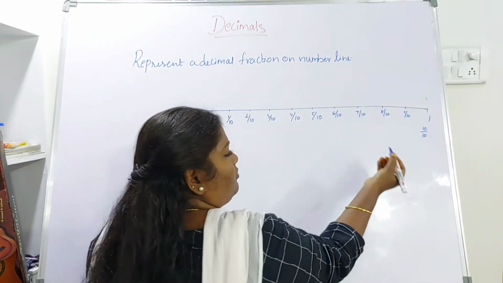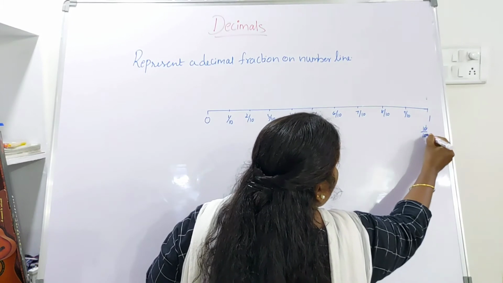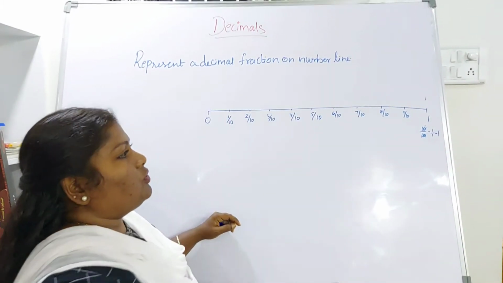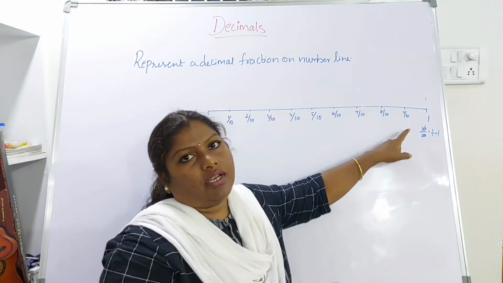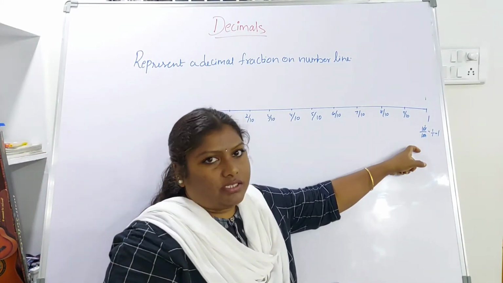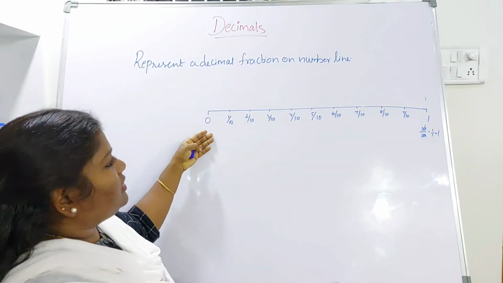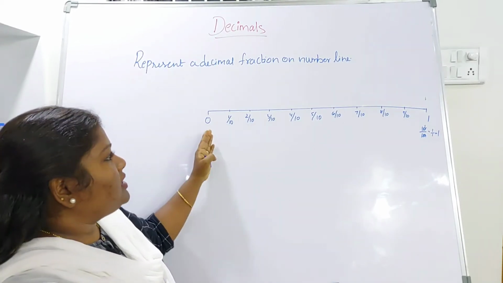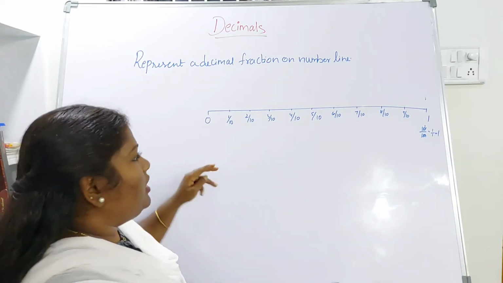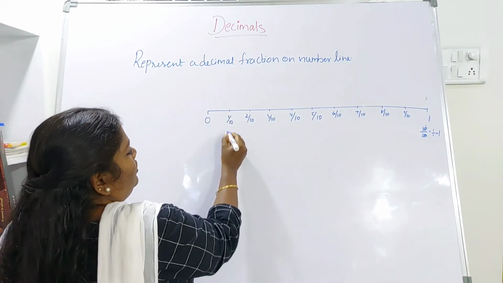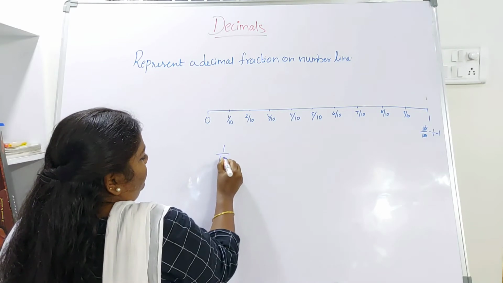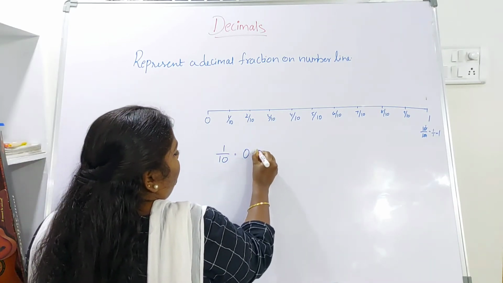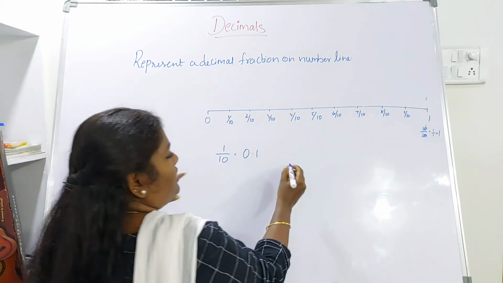Now 10 by 10 is nothing but 10 ones, that is 1 by 1, that is nothing but 1. So 1 can also be represented as 10 by 10. Now see here, from 0 to 1 it has been divided into 10 parts and each represents a number. Now as I explained to you, 1 by 10 can be represented as 0.1. How is it?